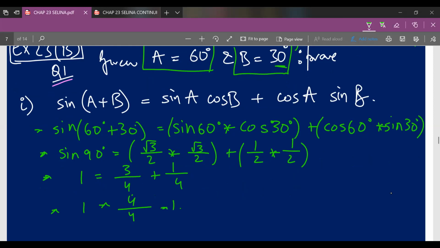So what significance have we achieved here? On the LHS, first it was sin A plus B, then we substituted our values and then we got sin 90 degree. On the LHS I solved the value of sin 90 degree, and I got the value as 1. Then on the RHS the question was sin A cos B plus cos A sin B, so I substituted the values. I got 3 upon 4 plus 1 upon 4, then I added them together and I got 1. So therefore on both of these sides, LHS and RHS, the answer is 1. So therefore LHS is equal to RHS.